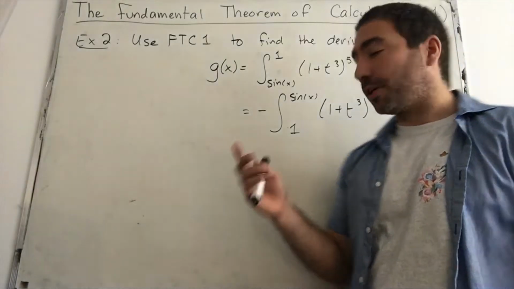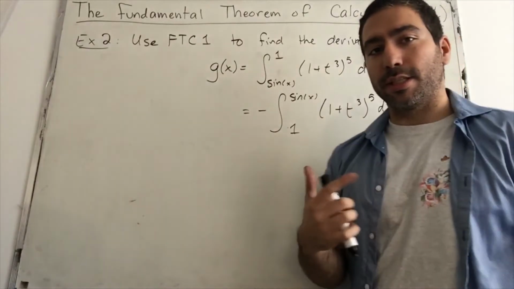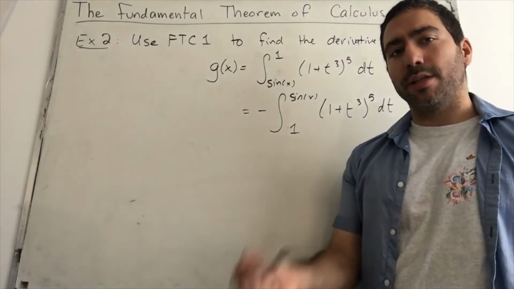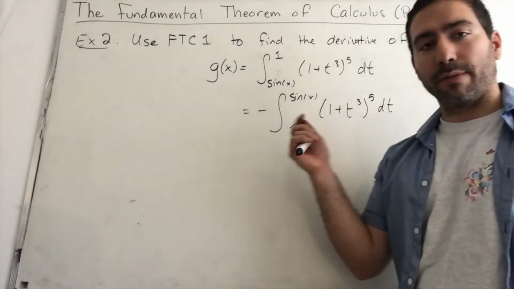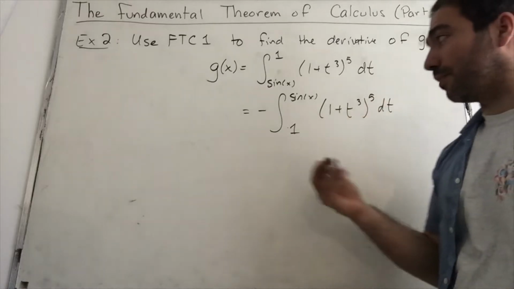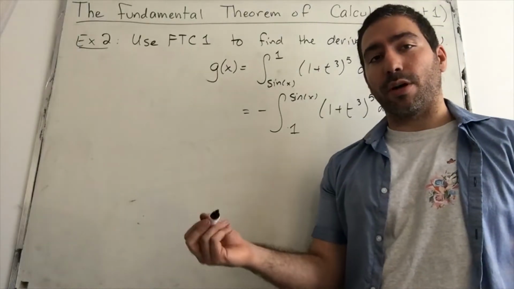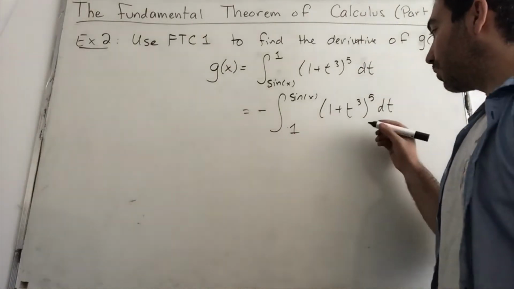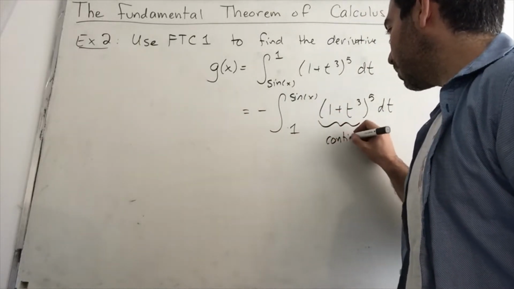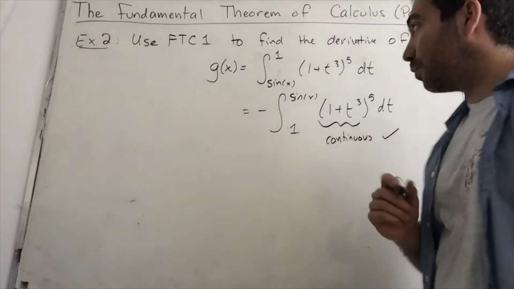Next, we have to ensure that the function that's here is continuous. Is this a continuous function? Is (1 plus t cubed) all to the power 5 continuous? Yes, because this is just a polynomial. You don't have to expand it. We know this is a polynomial of degree what? It's degree 15. And we know that polynomials are continuous functions. So we have continuity. So that's the first thing we need to check.